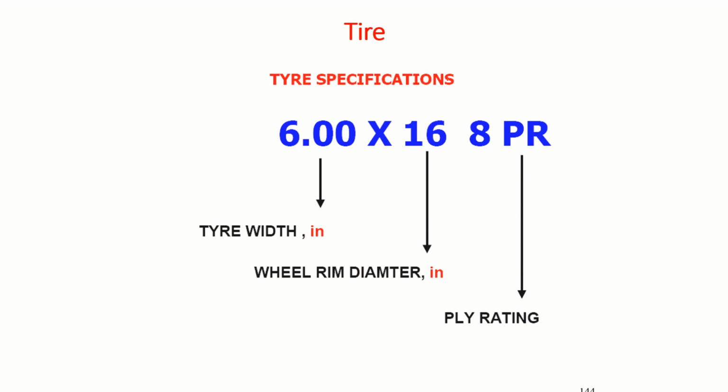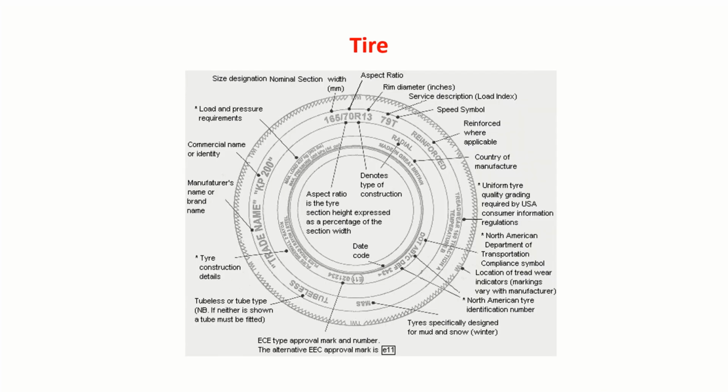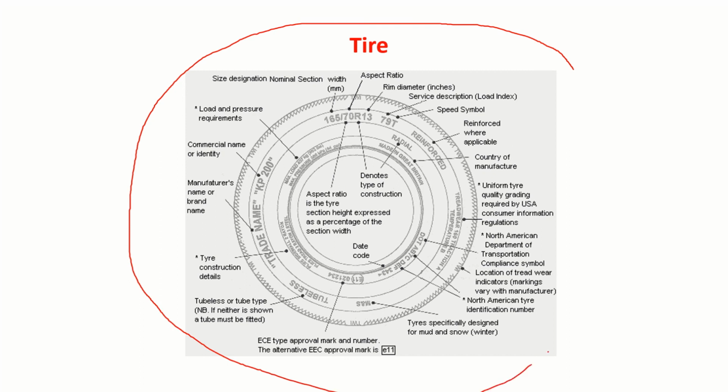Again, in the other system you can look at this. See here, tire width in inches, wheel rim diameter in inches, ply rating, 8 ply rating. That is another way tire specifications are given. So the complete specification that is available on a tire is all specified over here. Correct? You can observe here.